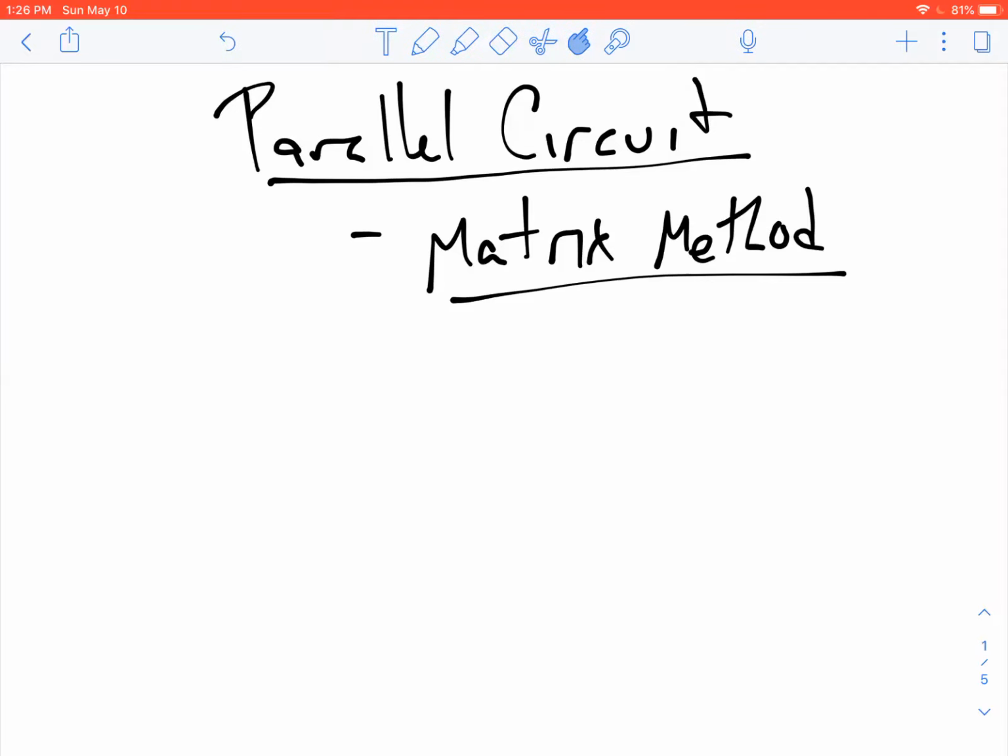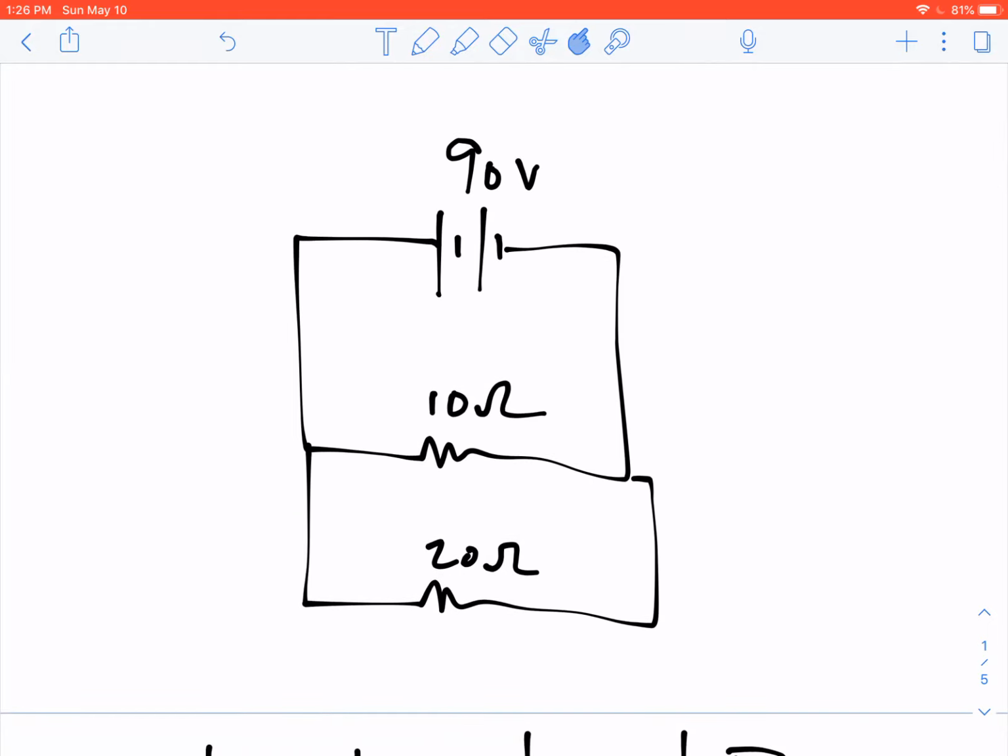Now we're going to talk about solving parallel circuits with the matrix method. Alright, here is a parallel circuit. I've got a 90 volt battery connected to two resistors, a 10 ohm resistor and a 20 ohm resistor, and they're hooked up in parallel.